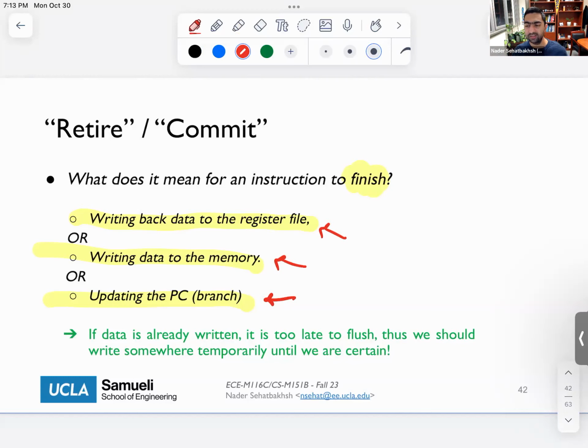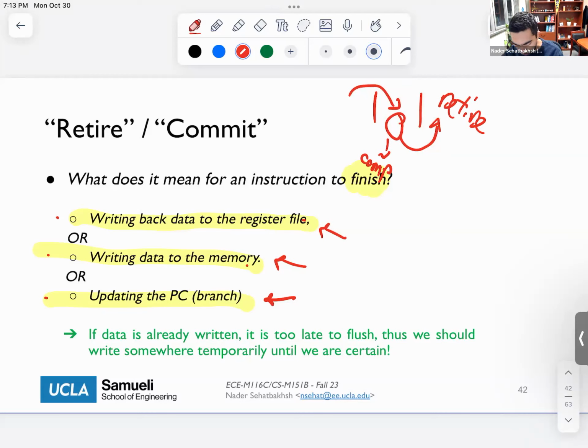So what we need to do, and this is the idea of retire versus complete, is that in complete we don't write to these things. We just keep the results in some temporary buffer, and only write to these permanent things when it is safe to do so. This part we call complete, and the part where we write to the permanent things, we call retire. So instructions first complete, then retire, and this way we can say the instruction is finished.